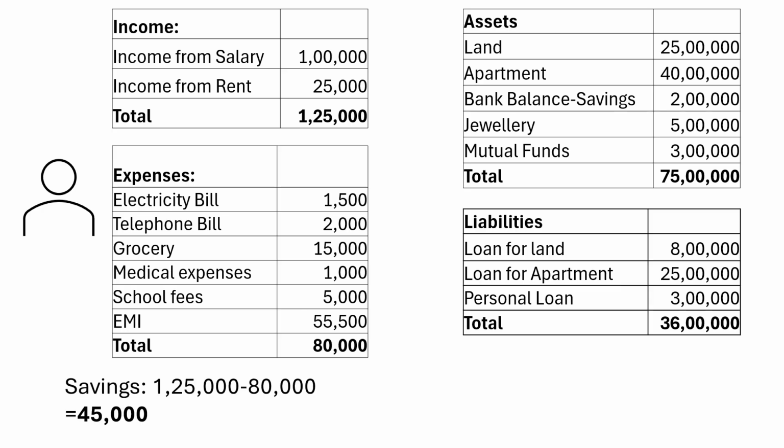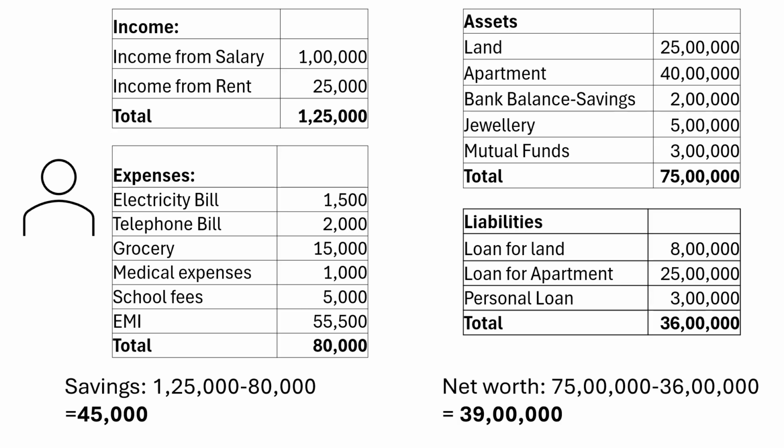So in our example, this is savings of 45,000 and the net worth is 39 lakhs. We can also say that when savings increases, what happens? It increases basically the balance in the bank, right? Say our salary increases, or we get more rent, or we earn profit from a different source. Basically, our bank balance increases. And when bank balance increases, we can say that it effectively increases our net worth, correct?